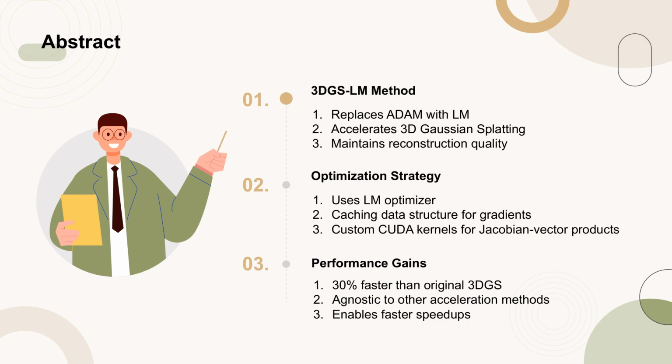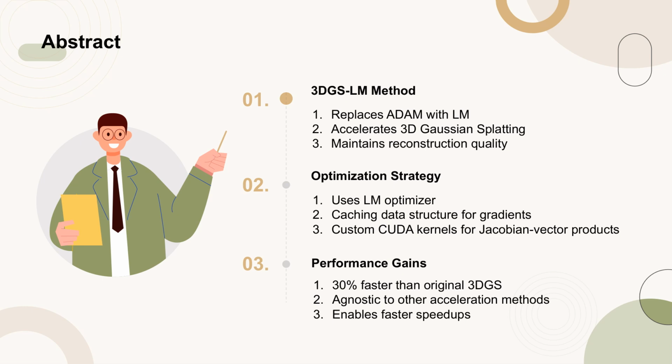The 3DGS-LM method introduces a significant improvement in the reconstruction process of 3D Gaussian splatting by replacing the traditional Adam optimizer with a tailored Levenberg-Marquardt (LM) optimizer. This change not only accelerates the process, but also maintains the same high level of reconstruction quality.